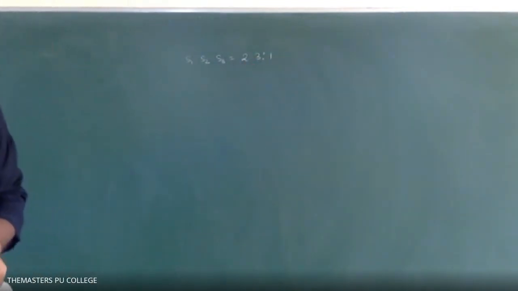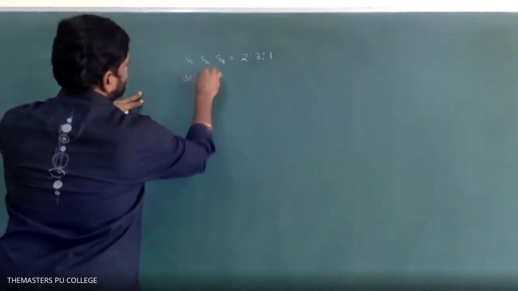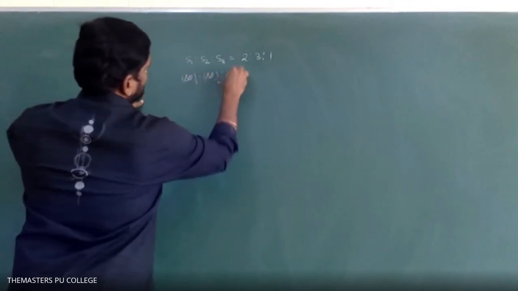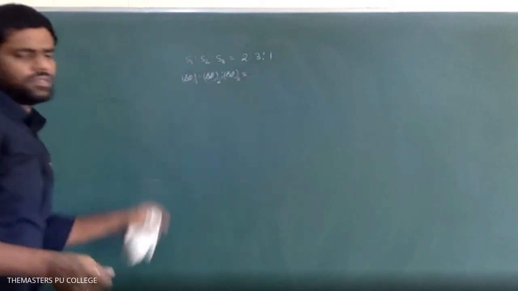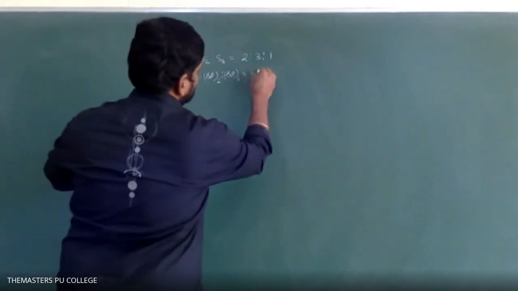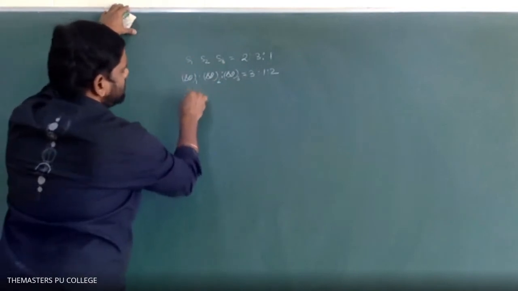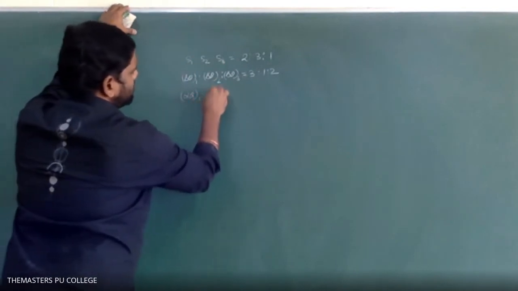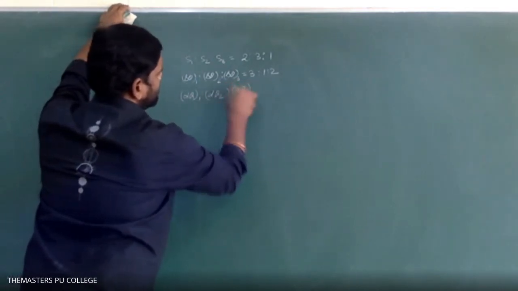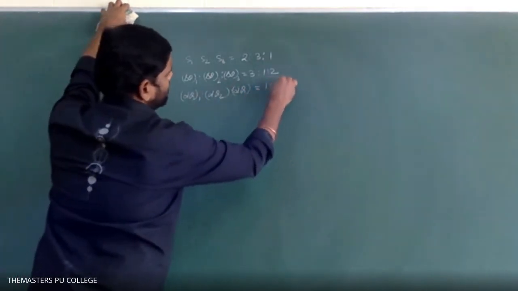Next, the second one: the increase in temperature, delta theta 1 is to delta theta 2 is to delta theta 3, equals what they have given, 3 is to 1 is to 2. They have given the same quantity of heat, which means dq1 is to dq2 is to dq3 equals 1 is to 1 is to 1.